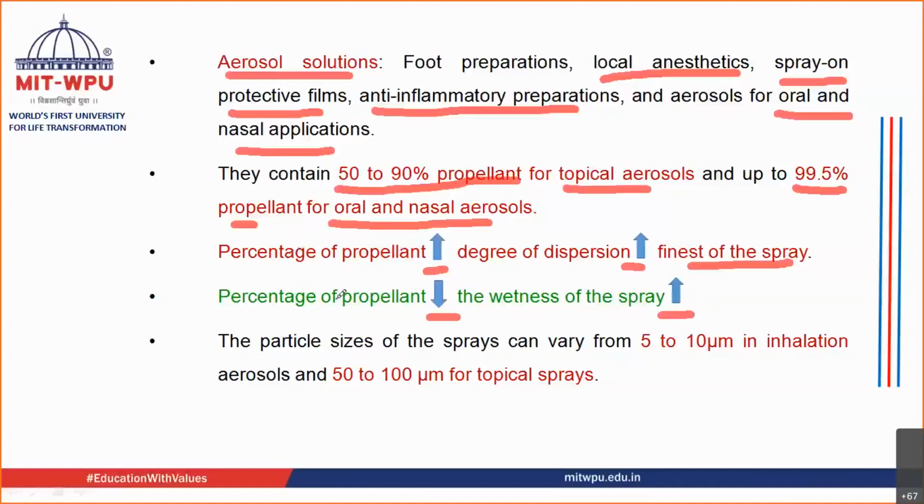The higher the propellant, the wetness of the spray decreases, right? You get it in the form of a nice mist. As the percentage of propellant increases, the atomization also increases, so the wetness of the spray decreases, right? Are you getting me? The particle size usually used in the spray varies from near about 5 to 10 microns in inhalation, and near about 50 to 100 microns in case of the topical spray. This is about the aerosol solution.